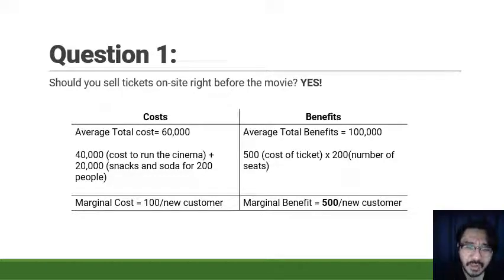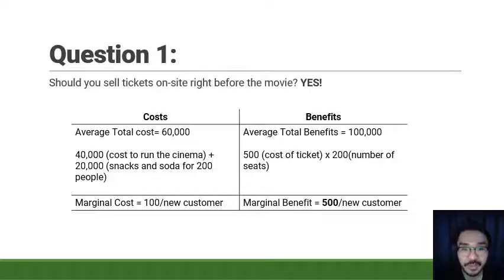Now, when you think of average and total cost, there's a lot of things to consider. You need to consider your fixed costs and your total marginal costs and so on. But in terms of marginal thinking, you can actually disregard average total cost and average total benefits. What's really essential is the second number below, right? So when you think about the marginal cost for each new customer, you're only paying an additional 100 pesos per new customer that you get, right?